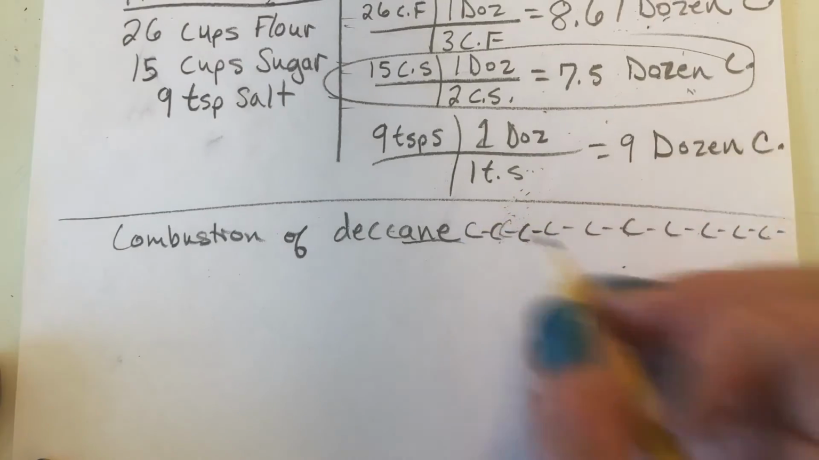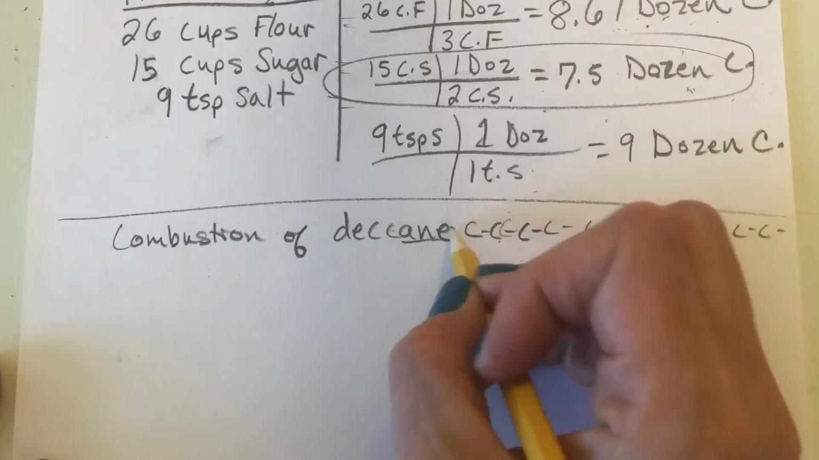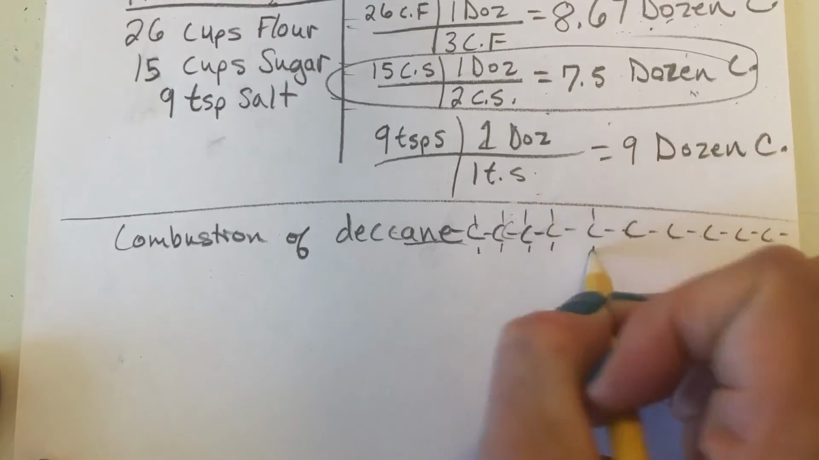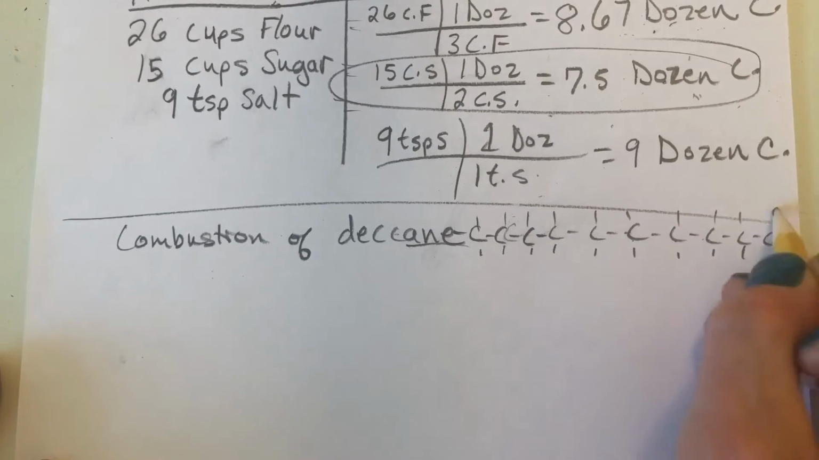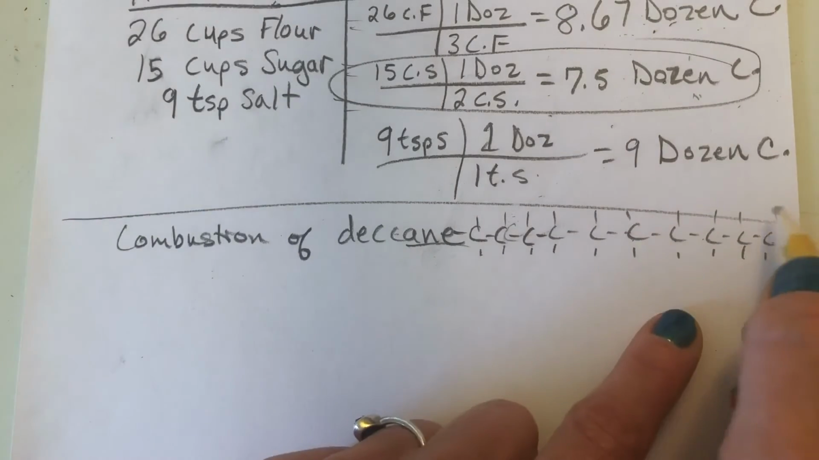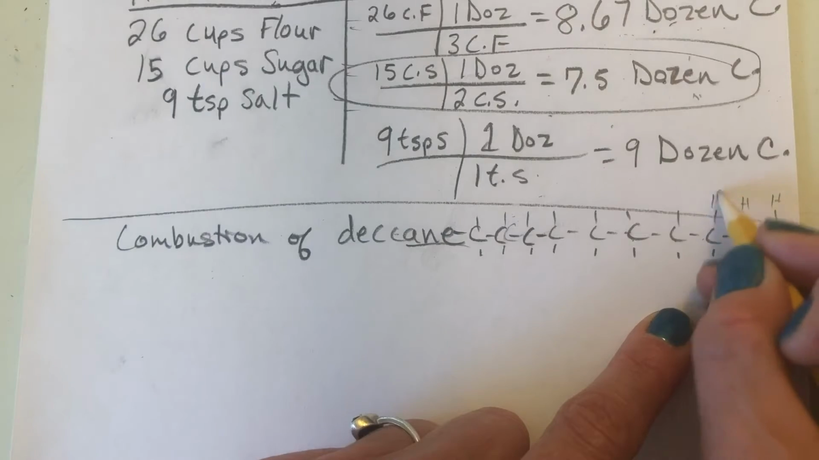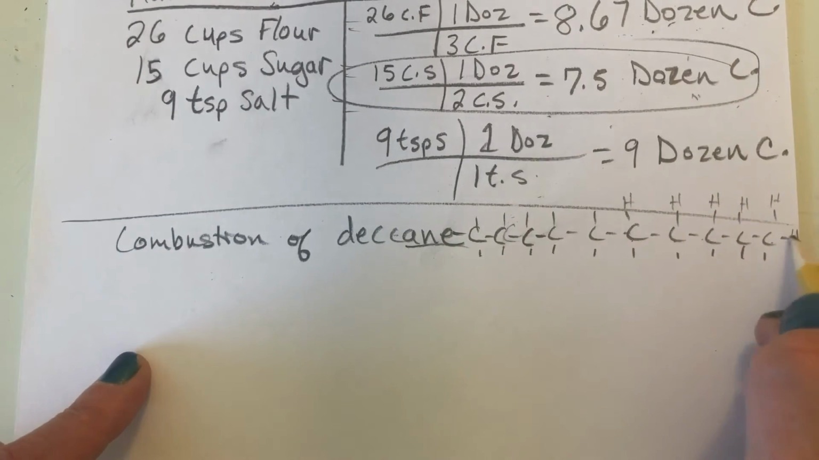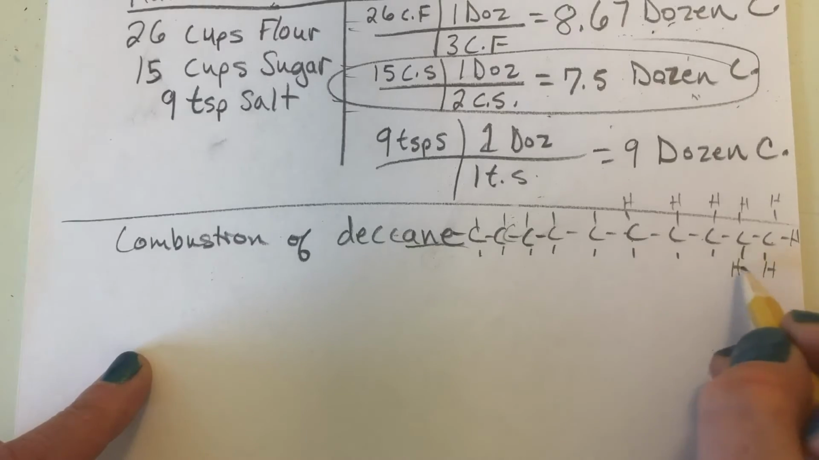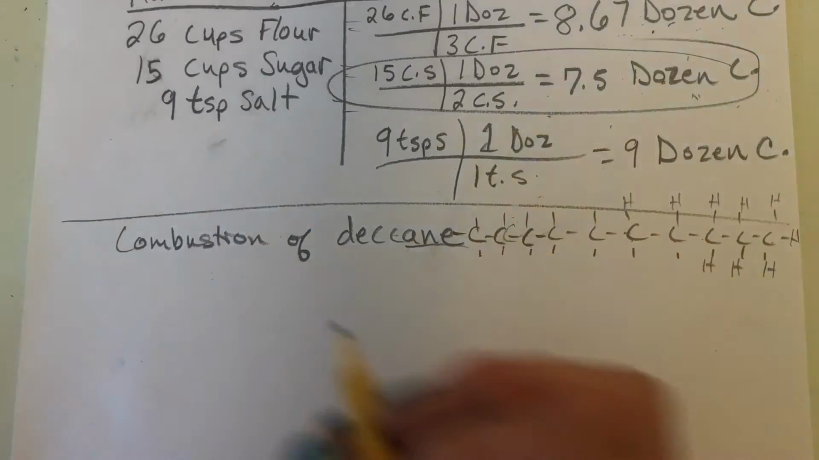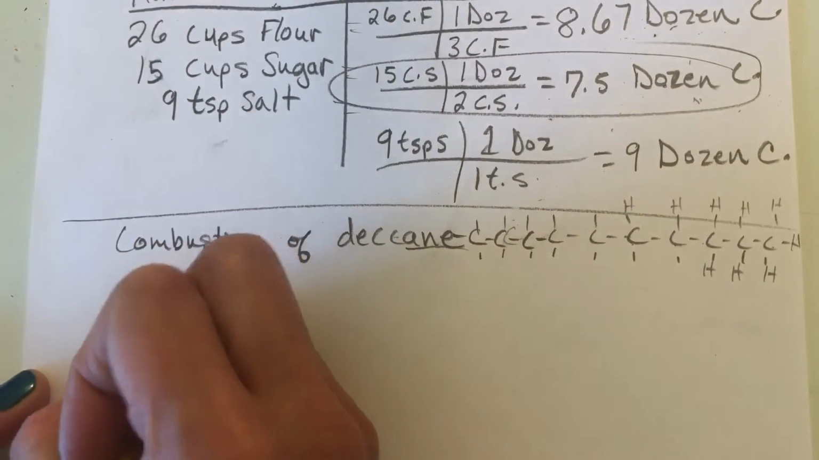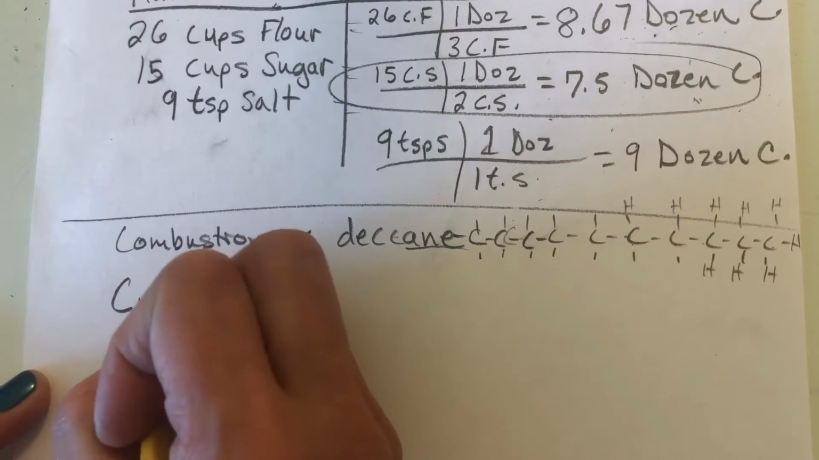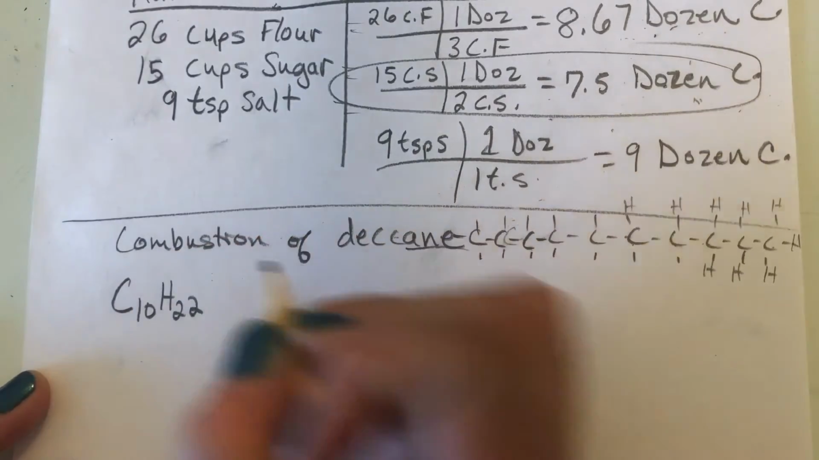One more. And you'll know how much hydrogen, because each carbon atom wants to share its 4 electrons. And in this case, it would be with hydrogens. So that's how many hydrogens you would have. All of these little sticks would represent hydrogens. And if you count them up, it'll be 22 hydrogens. So the formula for decane is C10H22, because 10 carbon and 22 hydrogen.